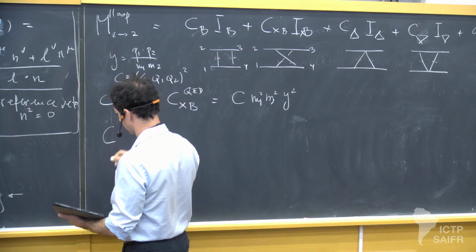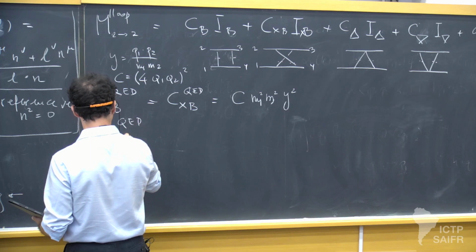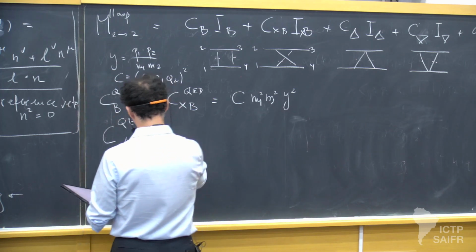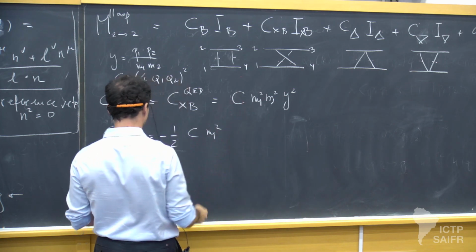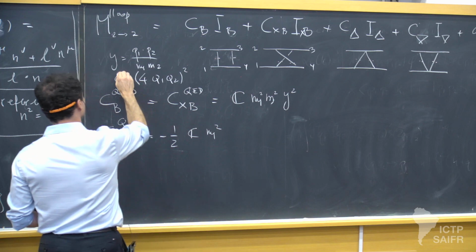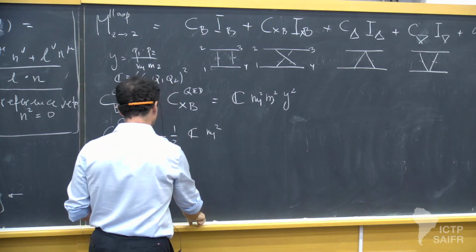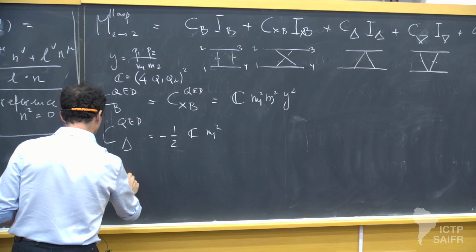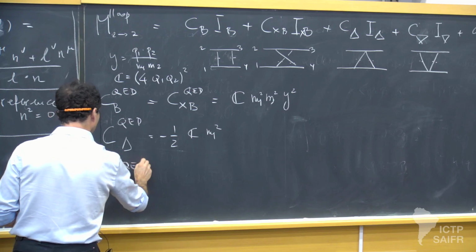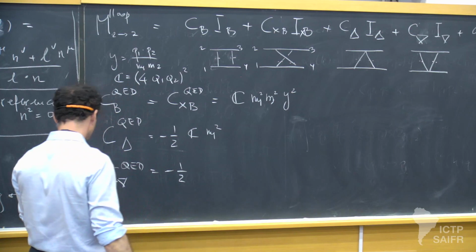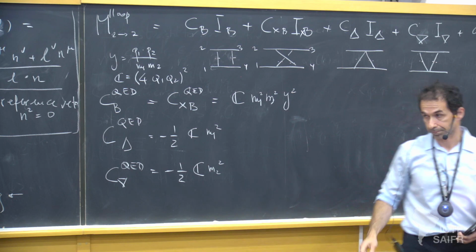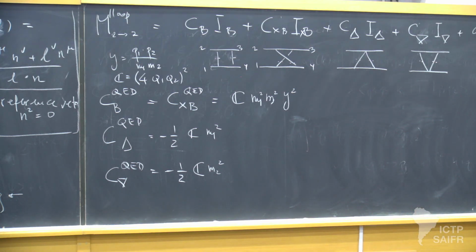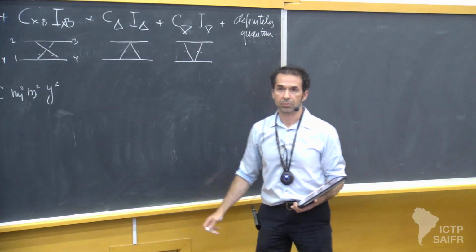And then C triangle is minus a half C m1 square. It's the same C as here. Let me make it stand out a little more. And then the other triangle. All right, so any questions?